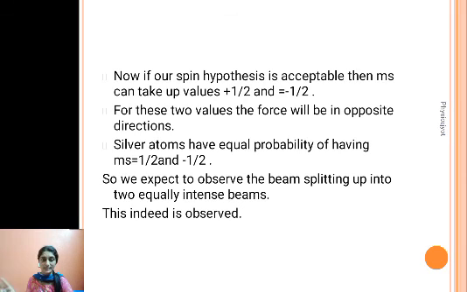One value is plus half and another value is minus half. So for these two values, the force will be in opposite directions. Silver atoms have equal probability of having m_s half and minus half, and that is how we are getting that kind of a splitting. So we expect to observe the beam splitting up into two equally intense beams, and this indeed is observed in the Stern and Gerlach experiment.